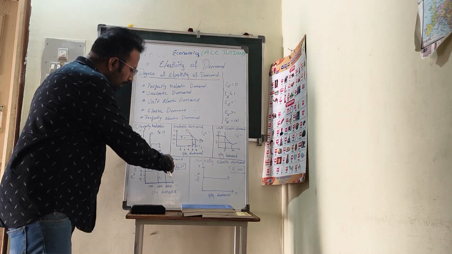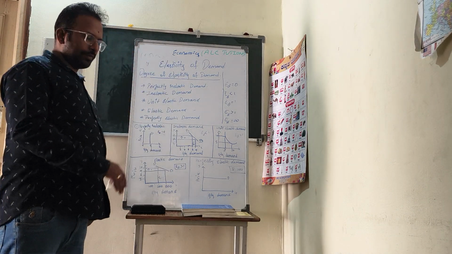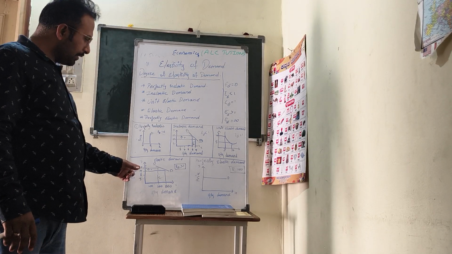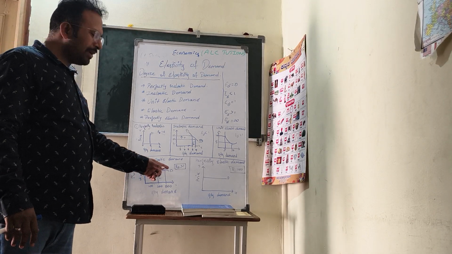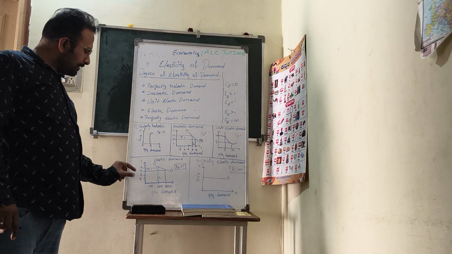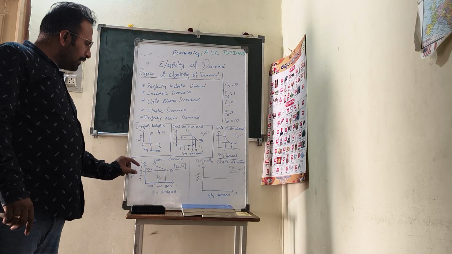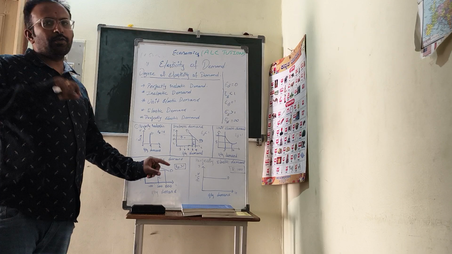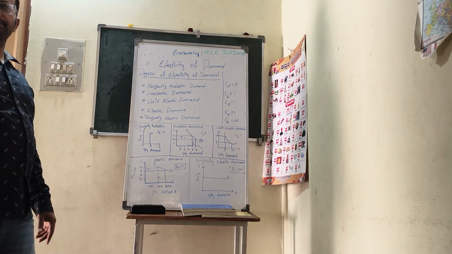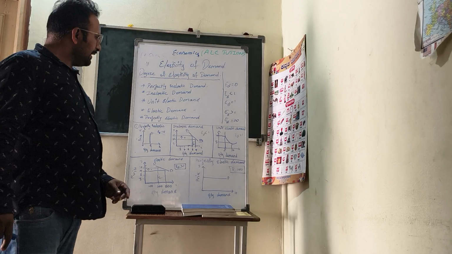Here, elasticity of demand is greater than 1. You can see the price is increasing, but the change in demand is more. It means that more than the change in price, there is a bigger change in quantity demanded. So this is called elastic demand. Got it?